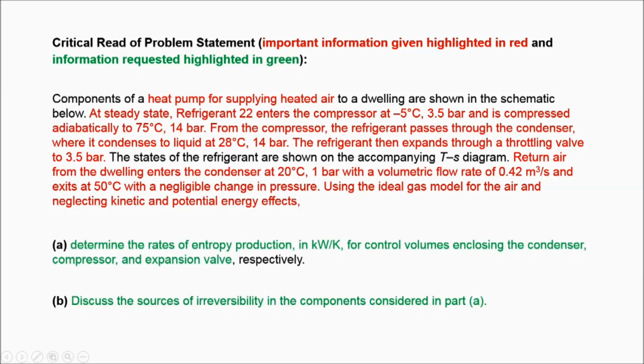And highlighted in green for the requested information we have, A. Determine the rates of entropy production in kilowatt per Kelvin for control volumes enclosing the condenser, the compressor, and the expansion valve. And B. Discuss the sources of irreversibilities in the components considered in Part A. Let's start to develop the solution.